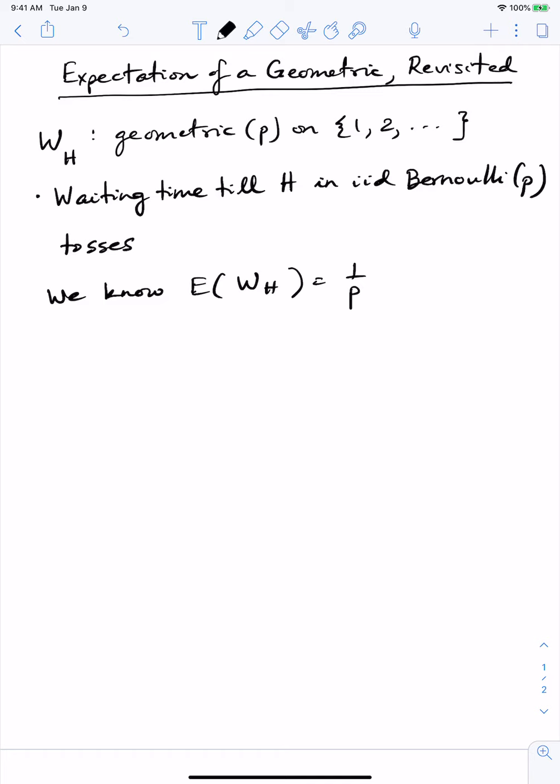And for that, it's a good idea to start out with a simple observation, which is that in order to get a head, surely you need at least one toss. And then maybe some more. The some more is a random amount, which I'm going to call R. And so this is the additional.